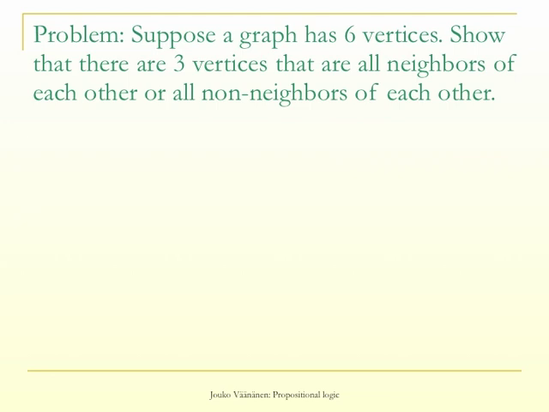Suppose a graph has 6 vertices. Show that there are 3 vertices that are all neighbors of each other or all non-neighbors of each other.